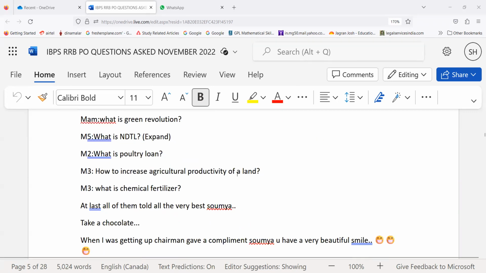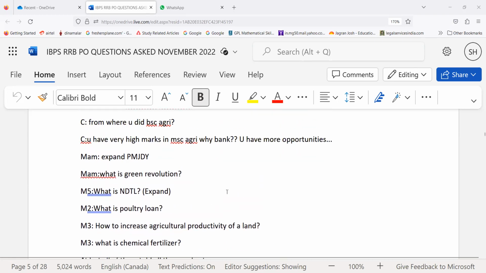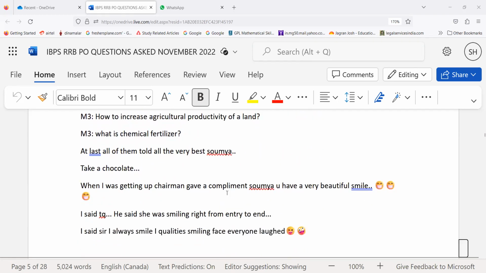What is NDTL? Then what is poultry loan? How to increase agriculture productivity of land? What is chemical fertilizer? At last, all of them told all the very best, Soumya, take chocolate.